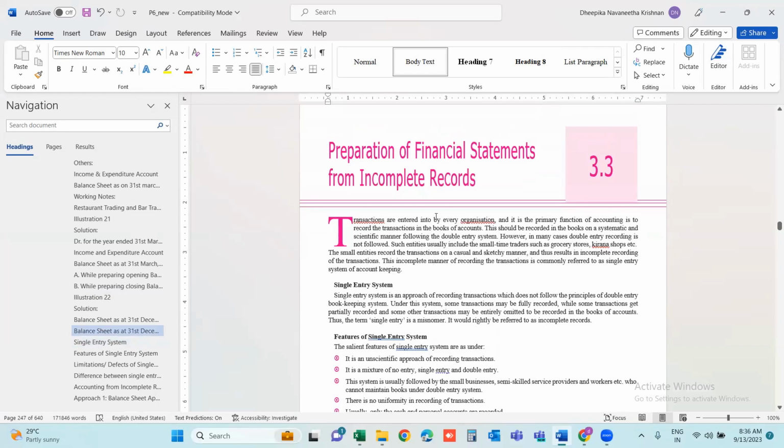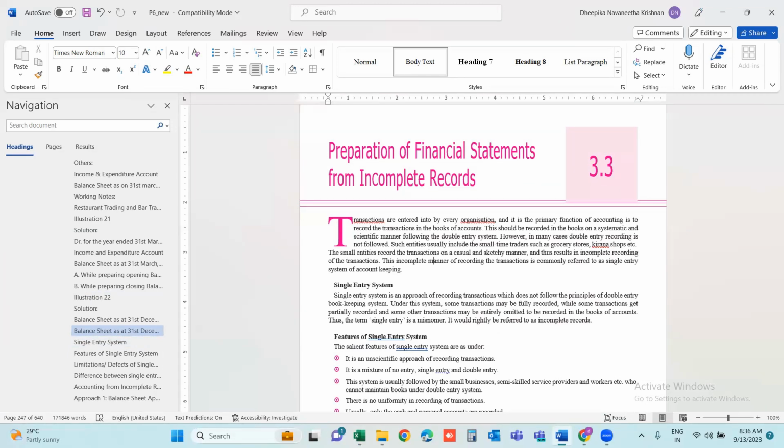What is the single entry system? When we are recording in the double entry system, we put one debit entry and one credit entry, and following this double entry system, we are maintaining accruals and outstanding. There are some principles we need to follow, so we need to provide an accountant.